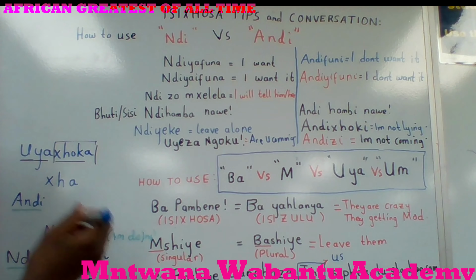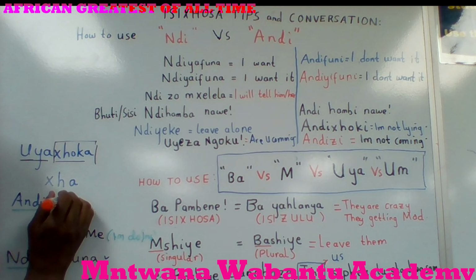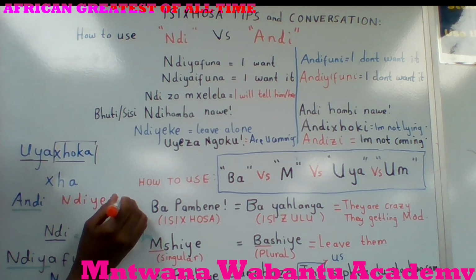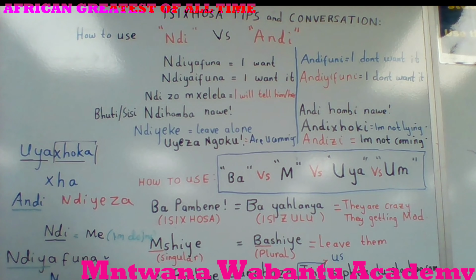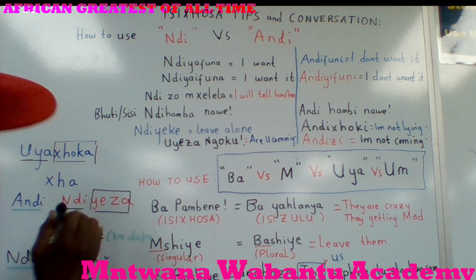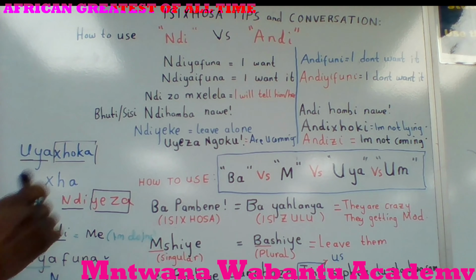Ndiyeza, I'm coming. Ndiyeza, I'm coming. Can you see? When you want to talk about me, you must use ndi. Ndiyeza, I am coming. So now let's see how we can oppose.